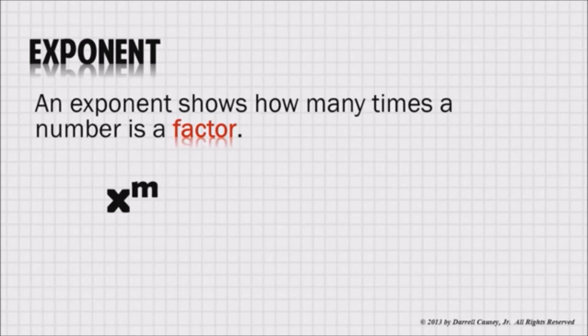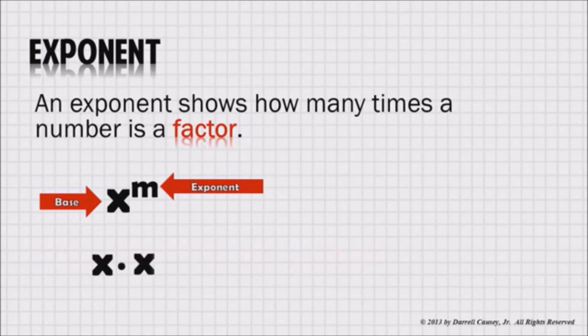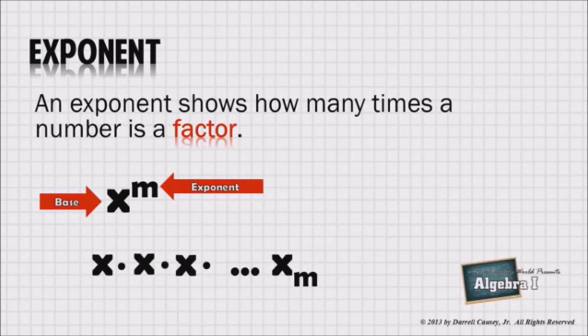So given the expression shown in this video, you have x to the m power. In that expression, your x is the base. Okay? Next, the m is an exponent. Now, an exponent is also called a power. Thus, the exponent tells us how many times the base will be multiplied by itself.